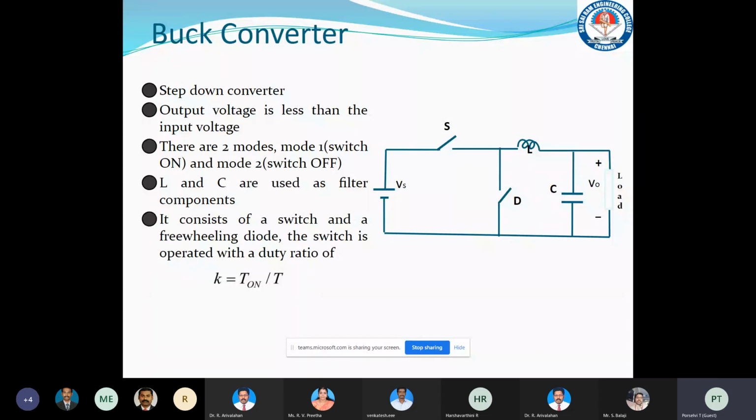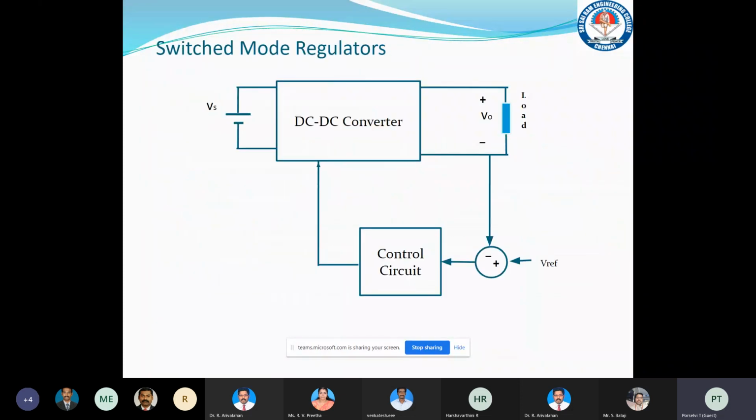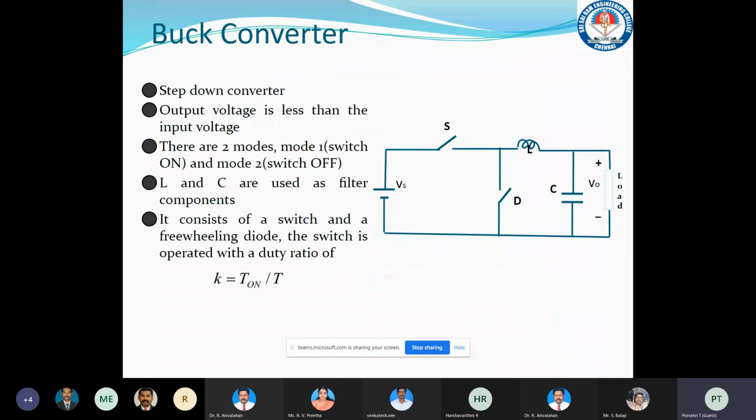syllabus. So for the first converter, in the place of the DC to DC converter, we can have the buck converter, which is also called the step down converter. Here we use an input voltage, the switch S, and L and C, which act as filter components, and we also have a diode D, which acts as a freewheeling diode.